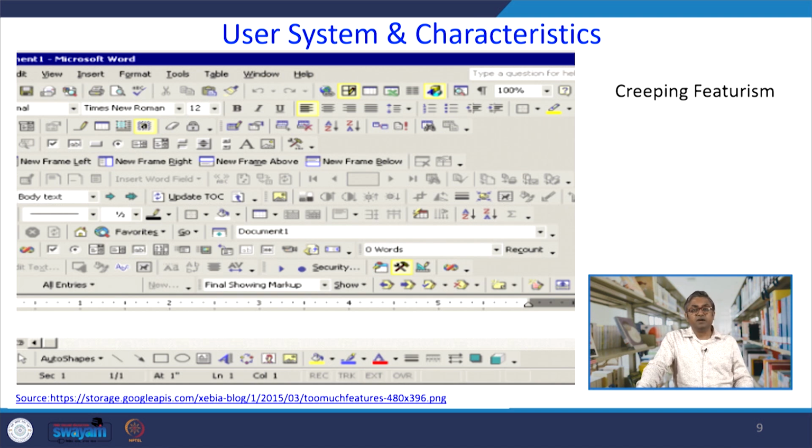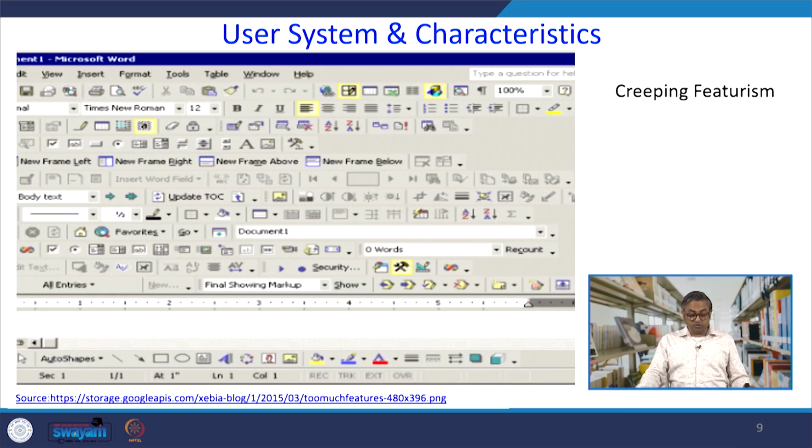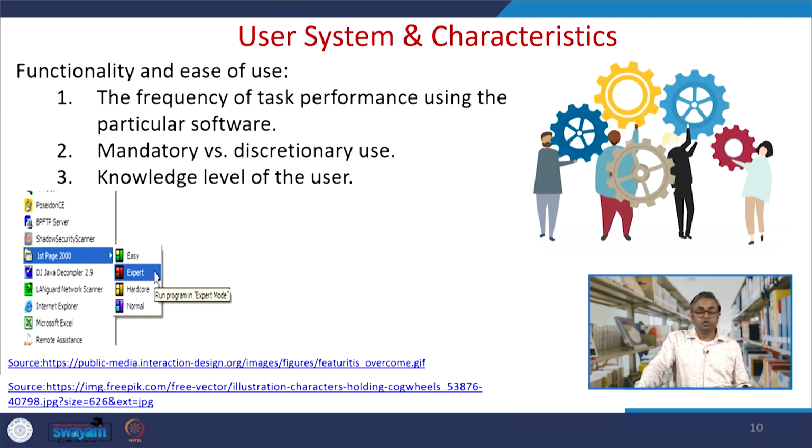Now, what do we mean by that? It is creeping because all the information is present there, and now it is complicated for us to understand which feature is important and which feature is not important. This is the user system characteristics we saw minutes ago; creeping featurism is there. So, the designer tried to reduce this content, and today if you open Word, you will find one line with very limited features. Most of the features have gone into drop down menus.